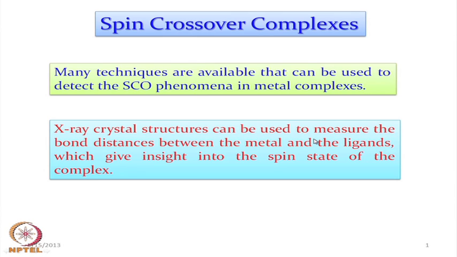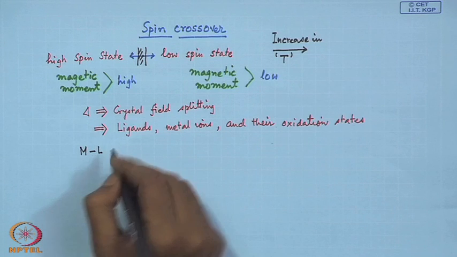In crystal structure determination, the single crystal X-ray crystallographic data can be useful to find the bond distances between metal and the ligands. That means the M-L distances, we can find the bond angles as well as other metric parameters related to the metal complex. So, once we determine the metal ligand distance, it gives insight into the spin state of the complex.